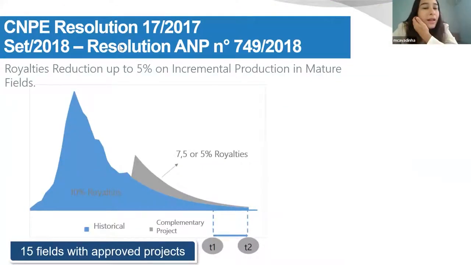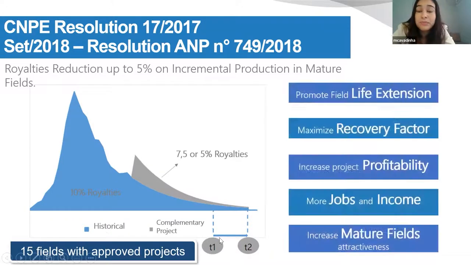As I mentioned, I will talk a little bit about the royalty reduction. Usually, a typical royalty fee is around 10%. We established that if the operator submits to ANP a new project that will increase the production, for example, this is the historical data, and if the new project produces more, this gray area here, the incremental production will have a different royalty, for example, 7.5% or 5% royalty. So it's a very good incentive to extend the life of the fields and have more jobs and more income from the fields, compared with another project.